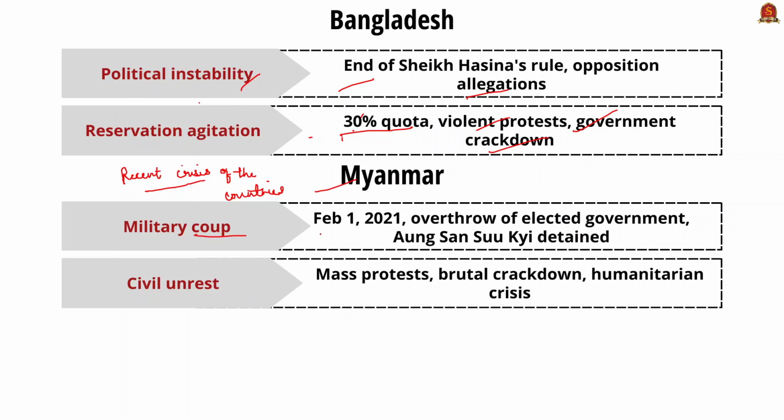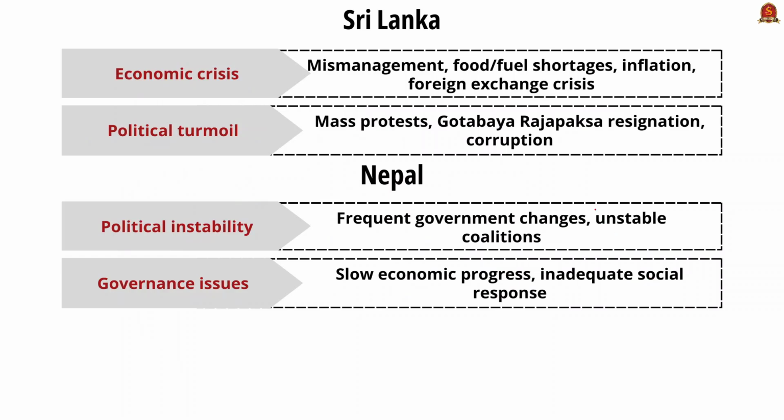On February 1st, 2021, the military overthrew the democratically elected government, detaining leaders like Aung San Suu Kyi. There is civil unrest as massive protests erupted, leading to a brutal military crackdown, widespread violence, and significant loss of life. The political crisis had led to humanitarian disaster with thousands of people displaced.